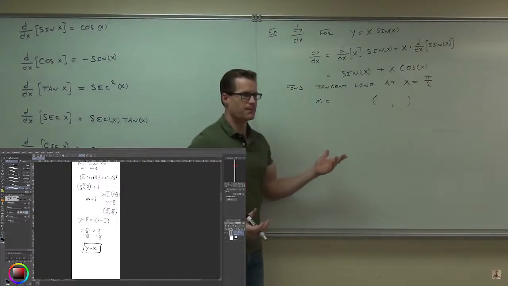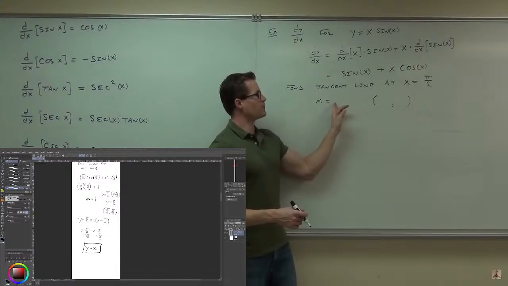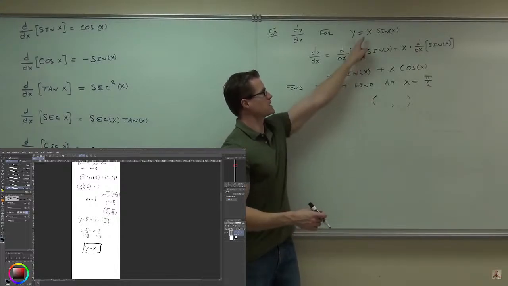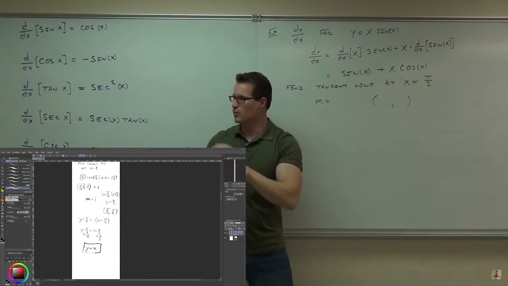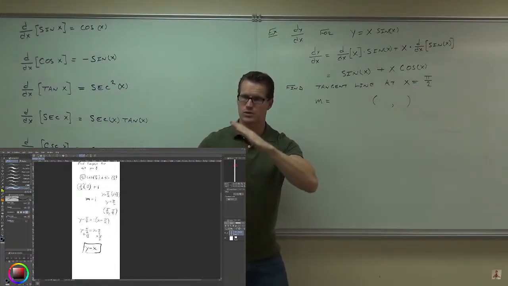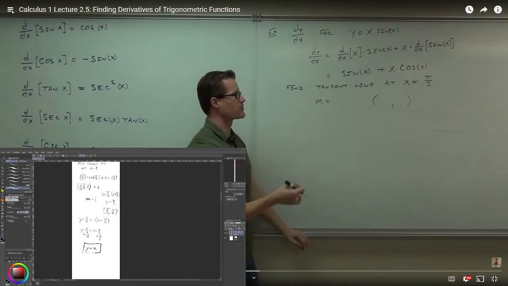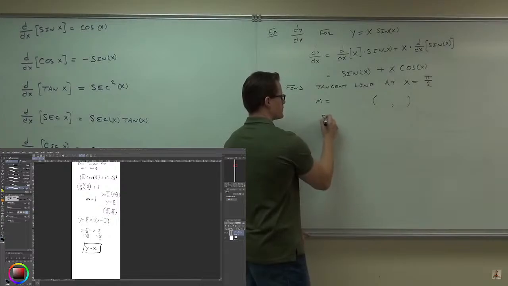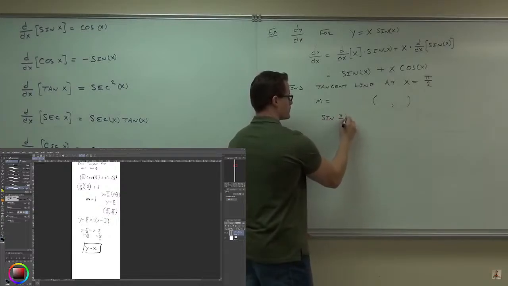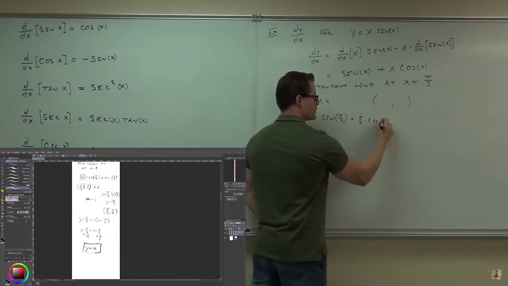Well, let's talk about that. If I wanted to find the slope right now, I have a function for the slope. Would I plug in to here to find the slope? No. To here to find the slope? Yeah. What am I going to plug in to find the slope? Yeah, because that's my x coordinate. That will tell me the slope of that curve at that point, at the x equals that value. So let's plug that in. I'm going to have sine of pi over 2 plus pi over 2 times cosine pi over 2.